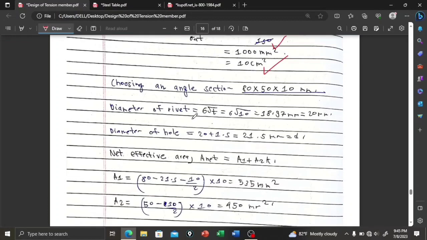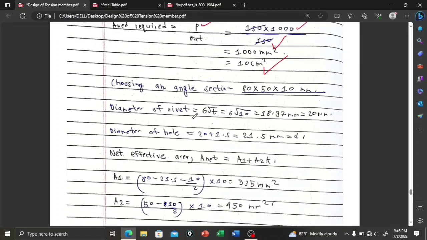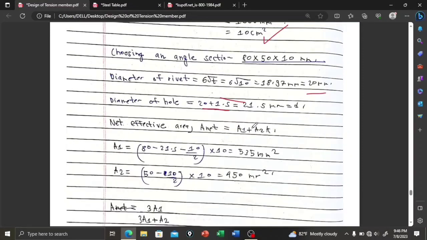So diameter is given by 6 root t. 6 root 10 is 18.97, so rounding up it will give 19. 19 mm rivets cannot be easily found in market, so we use 20 mm, which is less than or equal to 25 mm. So diameter of hole is 20 plus 1.5. I have already told that if the nominal diameter is less than or equal to 25, then we must add 1.5, and if it is more than 25 mm, then we should add 2 millimeter. So 20 plus 1.5 is 21.5.